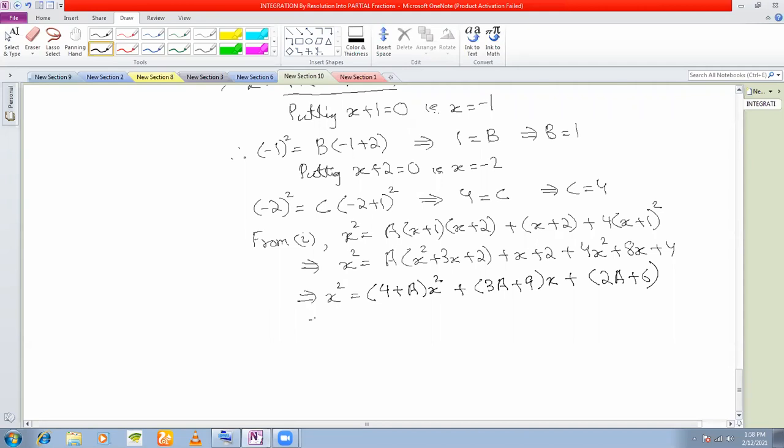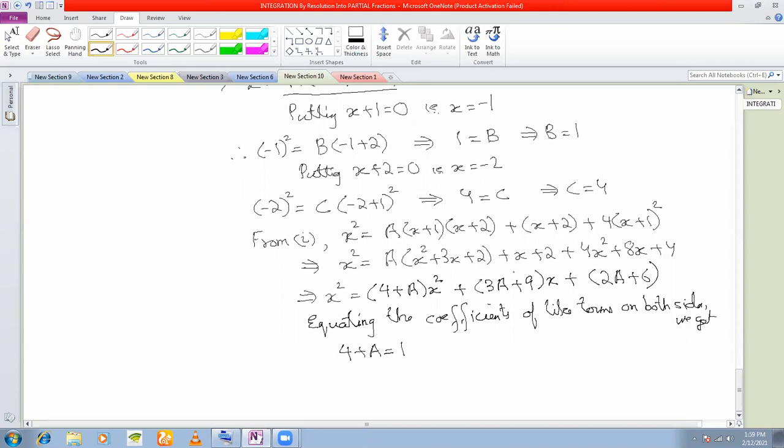Now, in order to get the value of a, what we'll do is we'll equate the coefficient of like terms on both sides. On both sides, we get, let us say we equate the coefficient of x square. So we get 4 plus a is equal to 1. You can equate the coefficient of x also. Suppose if you equate the coefficient of x, what will you get?